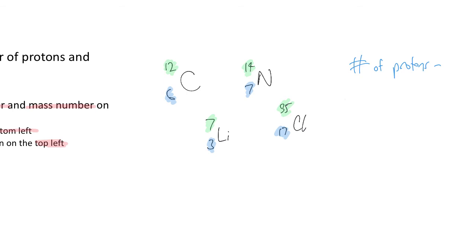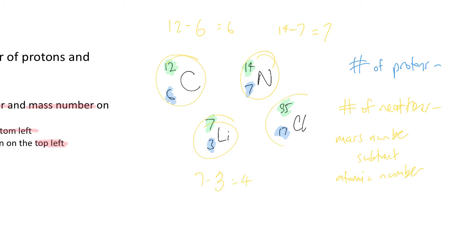So if you want the number of neutrons, what you have to do is take the green number, which is the mass number, and subtract the atomic number. So, for example, the carbon one, you take 12 take 6, which is equal to 6. This one here, 14 take 7, which is equal to 7. This one here, 7 take 3, which equals 4. This one here, you do 35 take 17, which is equal to 18. And that's how many neutrons there are in those elements there.